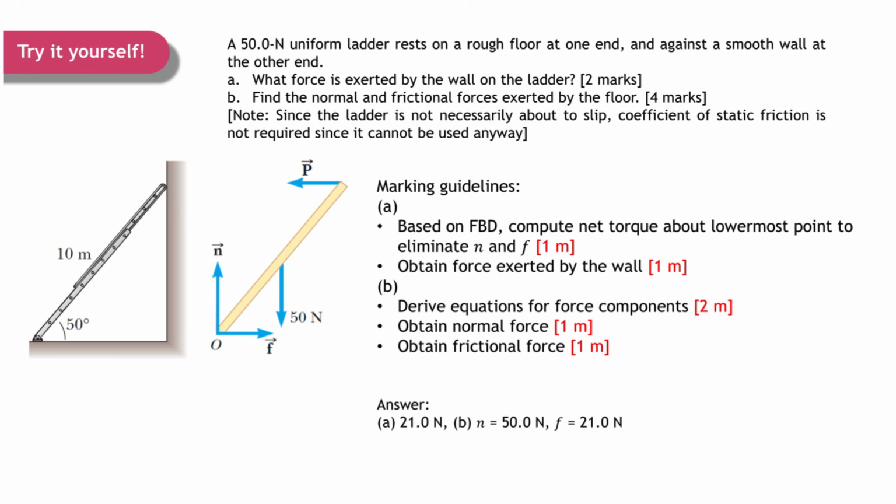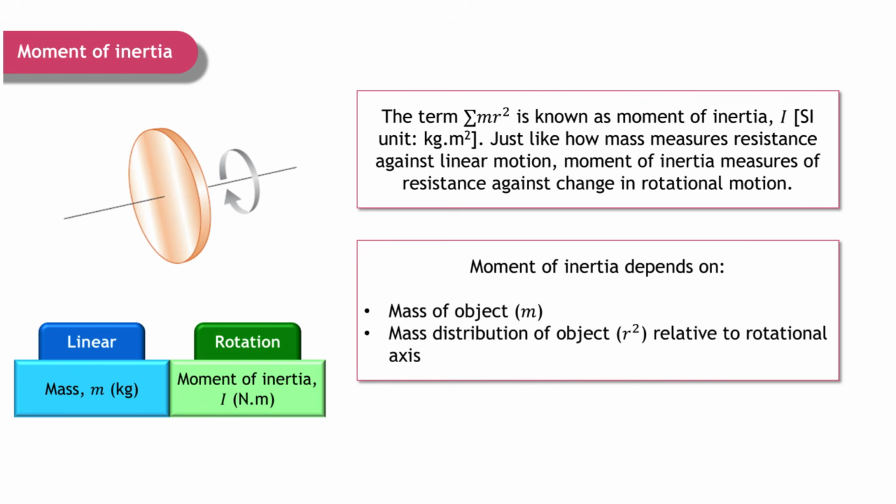We now introduce the moment of inertia, denoted by I. Just as mass measures an object's resistance to linear acceleration, the moment of inertia measures its resistance to angular acceleration. The moment of inertia depends on two factors: the mass of the object and how the mass is distributed relative to the rotational axis. The farther the mass is from the axis, the greater the moment of inertia, and the harder it is to rotate the object.